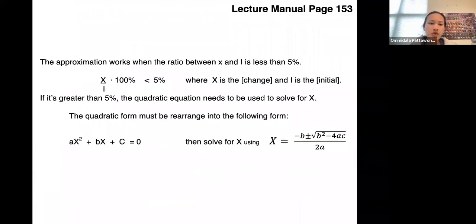Again, let me assure you that the approximation works whenever, in comparison to the initial concentration, the change is small. If you divide these two and multiply by 100, and it's less than 5%, the approximation will work, similar to examples 5 and 6 that you saw earlier. However, if the ratio between the change and the initial concentration is greater than 5%, that's when you will need to use the quadratic equation to solve for x. But let me assure you that the quadratic equation would not be included on the exam. You might see some quadratic equations on the Newton homework.